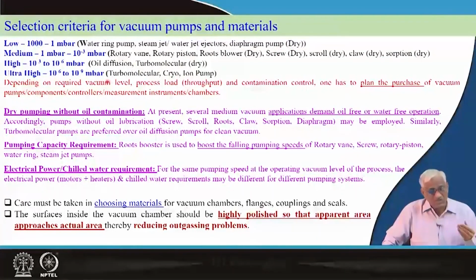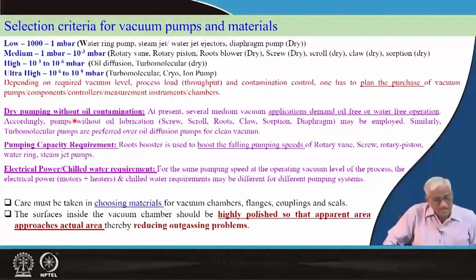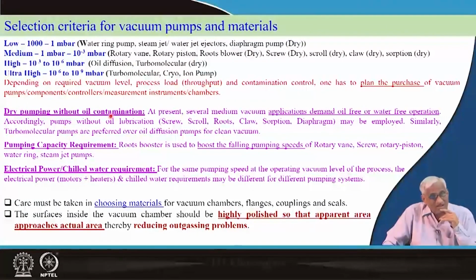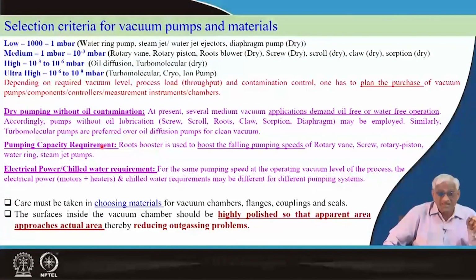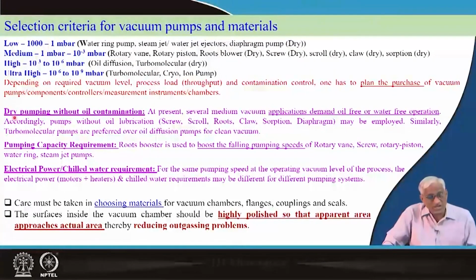Then once you decide the level of pumps, level of vacuum systems, level of components, then dry or wet, that means the chemistry of the pump. Then you have to see electrical power requirements, chilled water requirements and effective pumping speed at the pump side, go back again and calculate. So, selection of pumping things and materials is very important, and the costliest part of course is the pump.